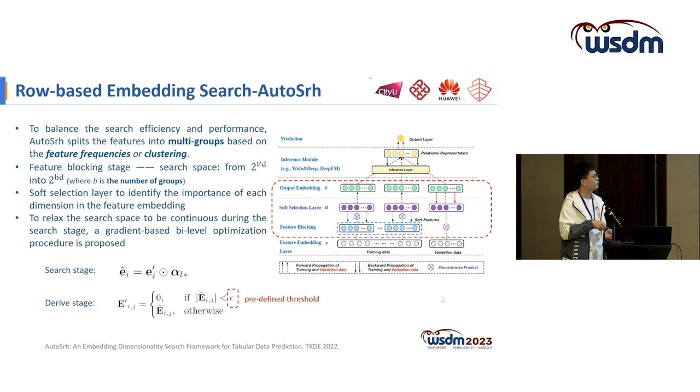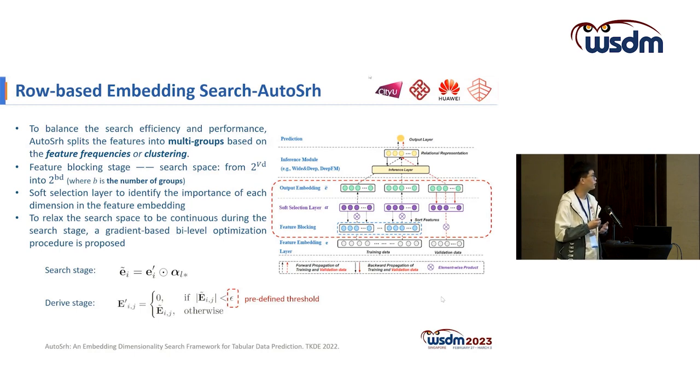Specifically, a soft selection layer is inserted between the feature embedding layer and the feature interaction layer. This layer is aimed at identifying the importance of each embedding dimension. AutoSIH is a two-stage method. During the first stage, in order to relax the search space to be continuous, a gradient-based bi-level optimization algorithm is proposed.